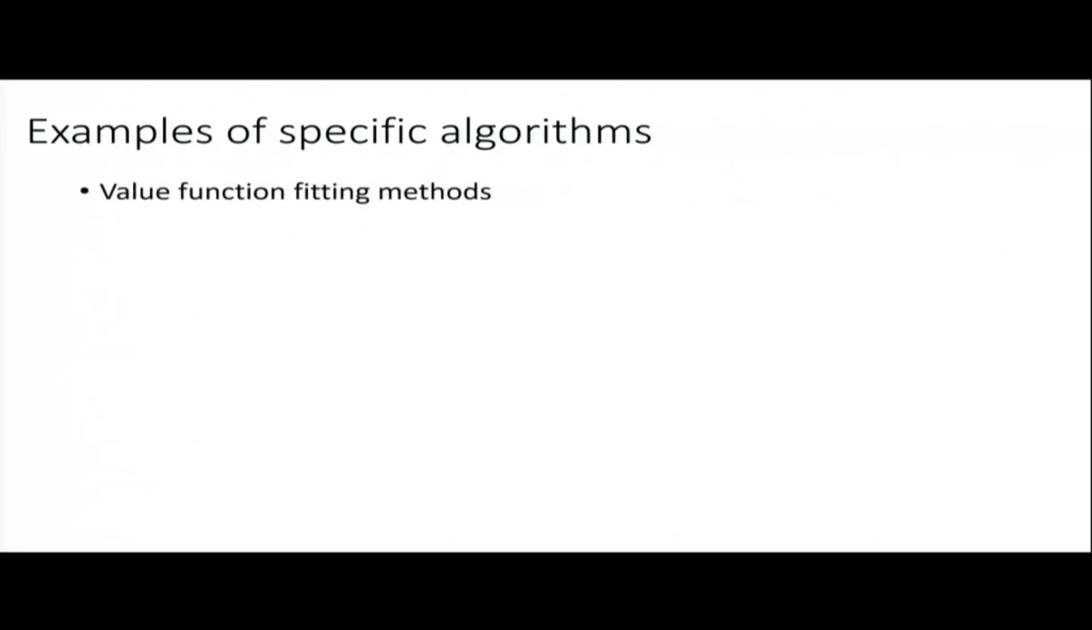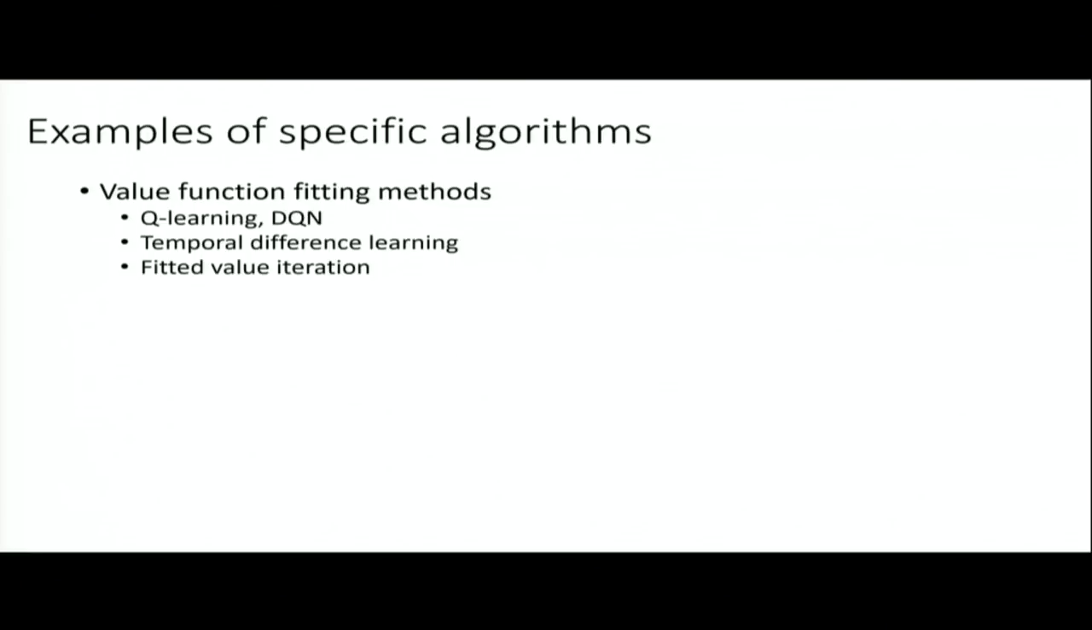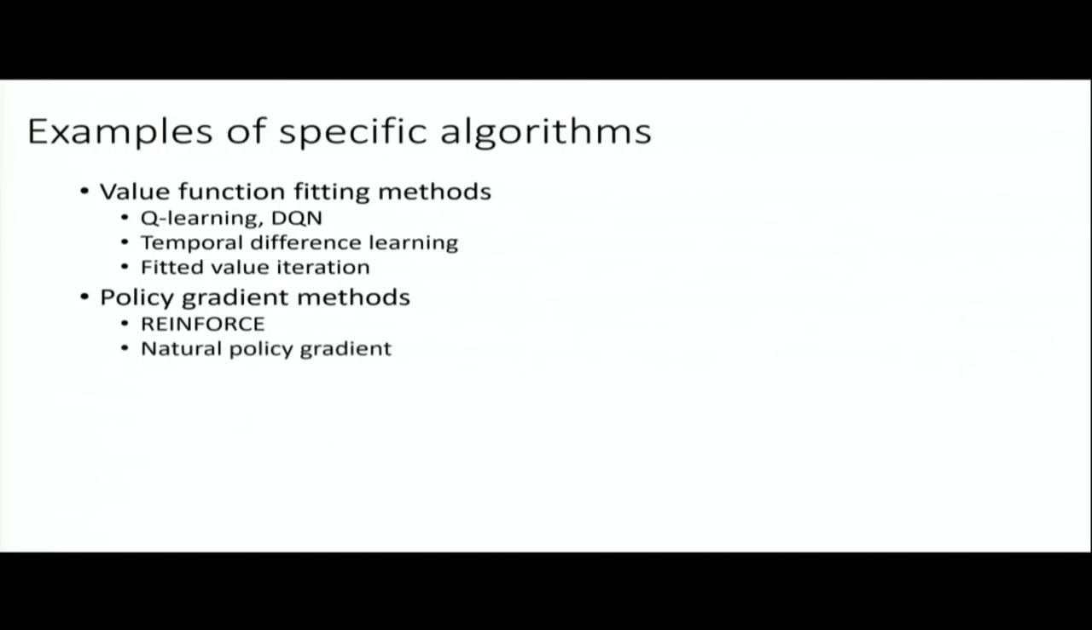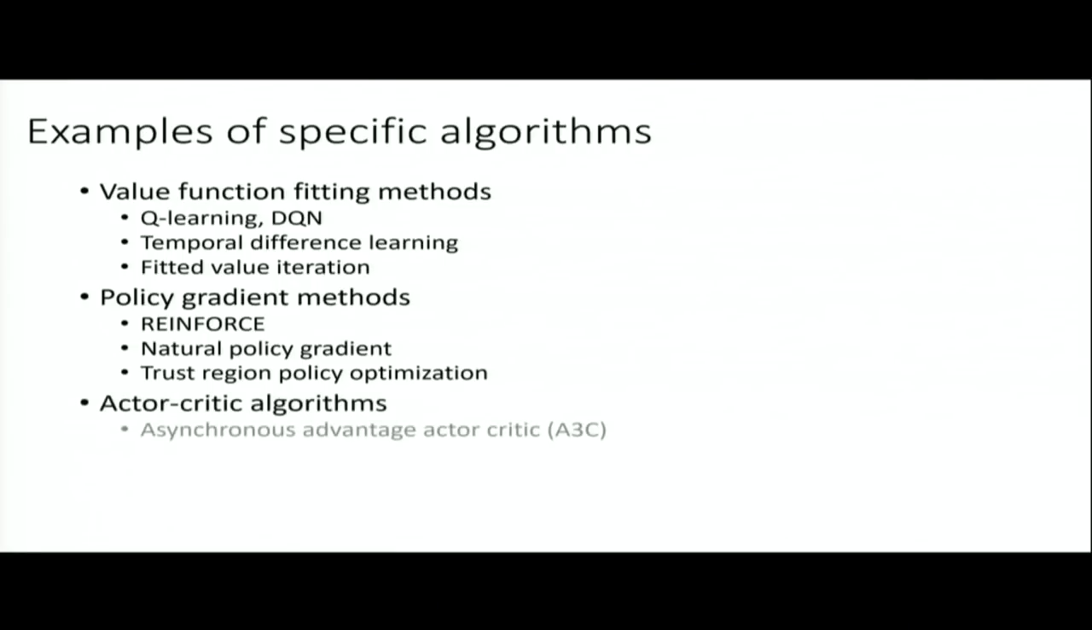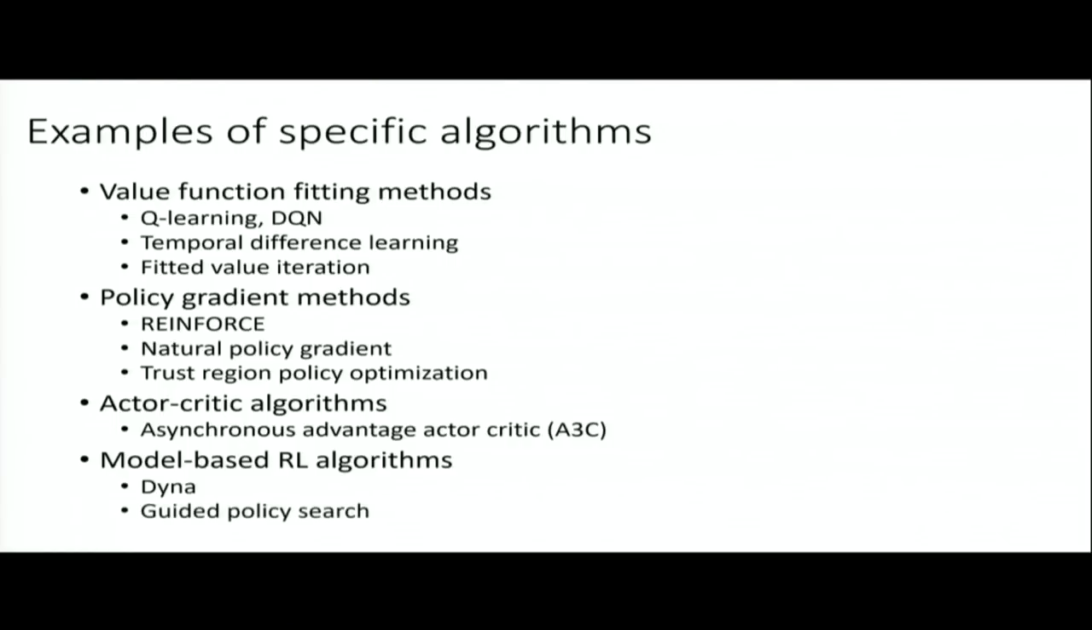So some examples of value function fitting methods. If you've heard about DQN or Q-learning, that's a value function fitting method. Temporal difference learning, and fitted value iteration. So these are some examples of algorithms that you might have heard about. Policy gradient methods. If you've heard about REINFORCE, REINFORCE is a very classic policy gradient method that we'll study next week. Natural policy gradient is a more advanced policy gradient method that we'll study later in the course, and trust region policy optimization as well. Actor-critic algorithms. If you've heard about asynchronous advantage actor-critic, or A3C, that's an actor-critic algorithm. Model-based RL algorithms, things like DYNA or DYNA-Q, those are model-based RL, as well as guided policy search.